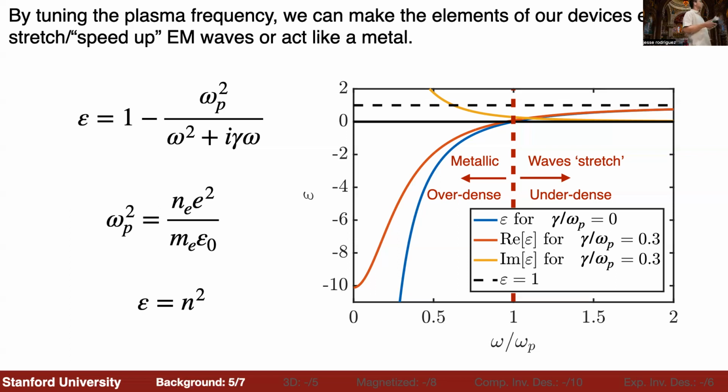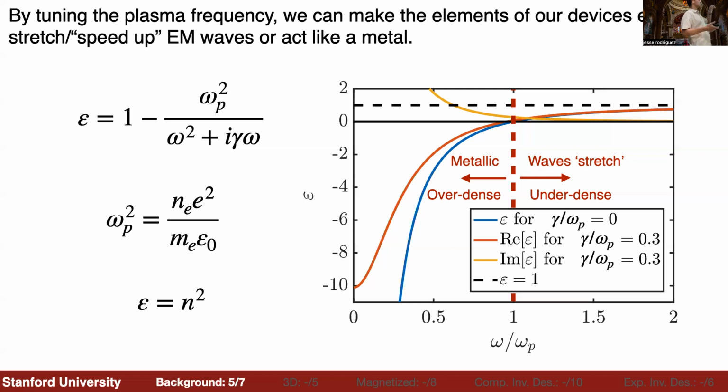And then on the left-hand side, you end up with metallic behavior, where your plasma density or your plasma frequency is higher than your operating frequency. And what I mean by that is because the permittivity is negative, the index of refraction now becomes imaginary. You have evanescent waves in your material. They're not allowed to propagate into your material, and it reflects off the material. We call this the overdense regime.